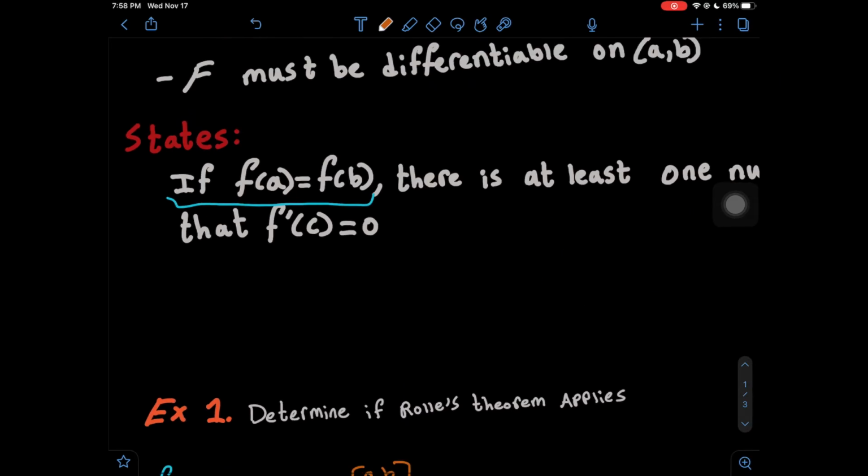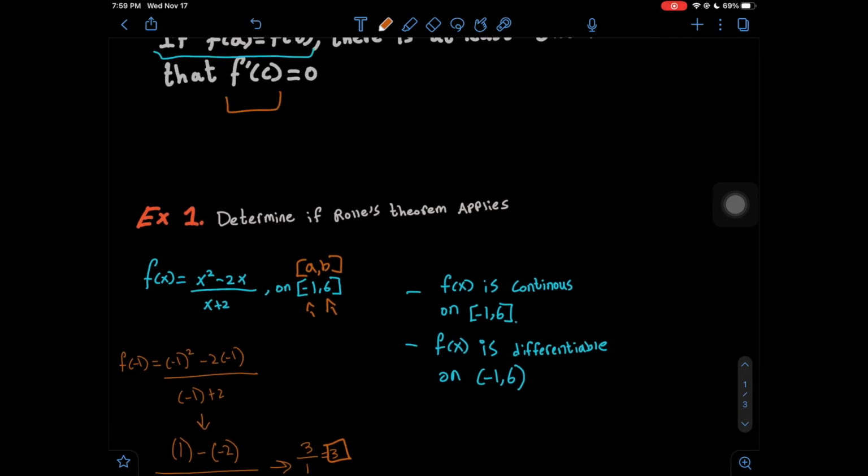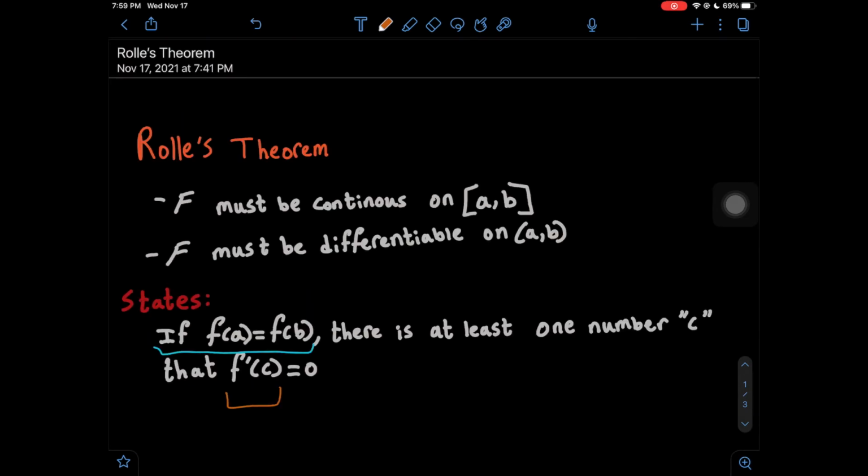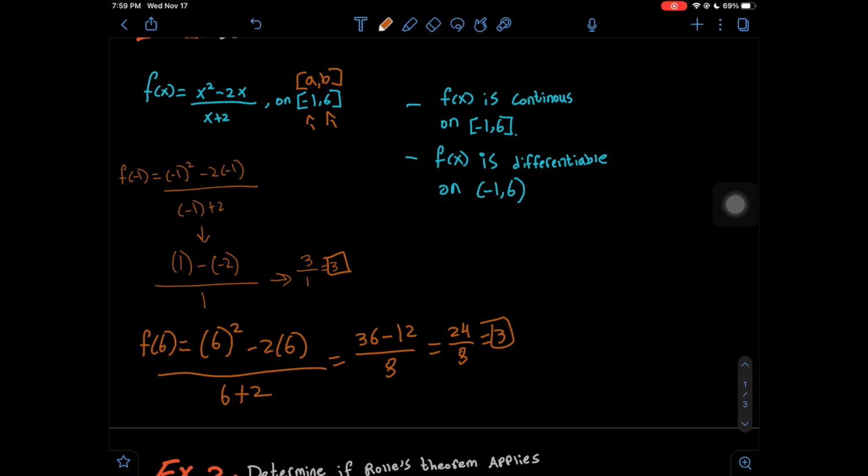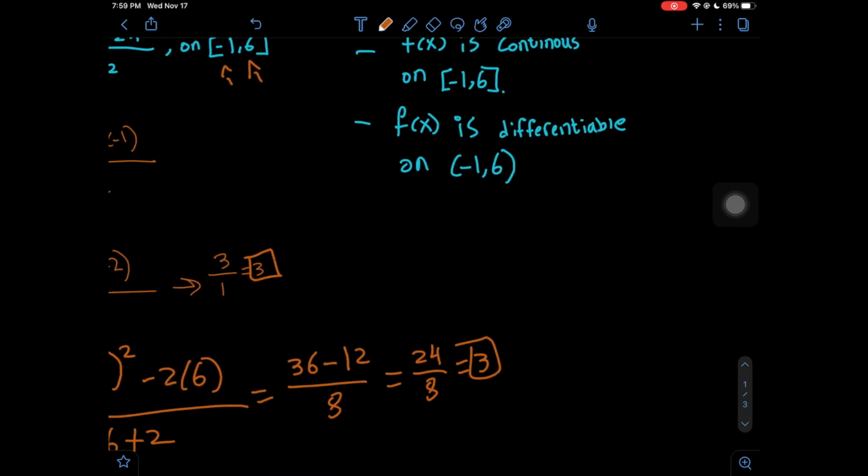There's one last thing we have to do. Take the derivative and set it equal to 0 to determine if Rolle's theorem actually does apply. That is the last step we have. So we also know that f of a equals f of b. I can make that the same color really quickly.